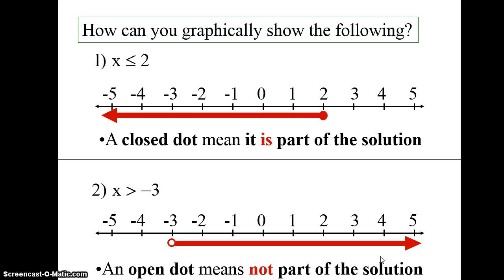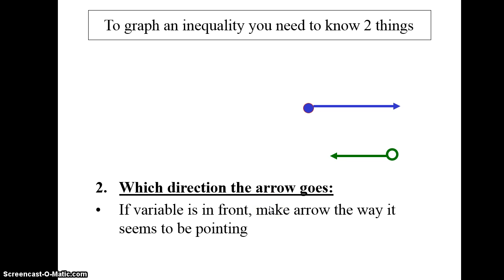See what that means and why we're shading to the right, but we're leaving that open dot at -3 because it doesn't include it, and that's going to be my young man. So my young man will be in the next slide, but you'll see that there are 2 things you need to know about inequalities, and that is the dot that you use.